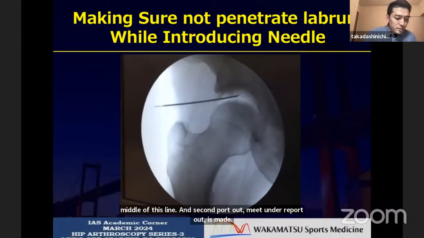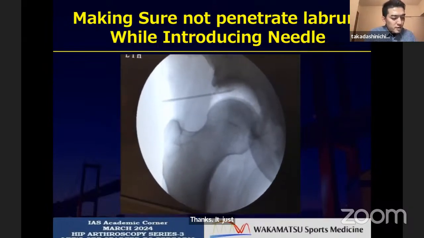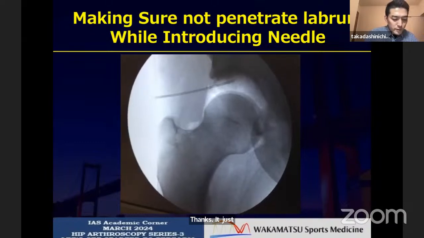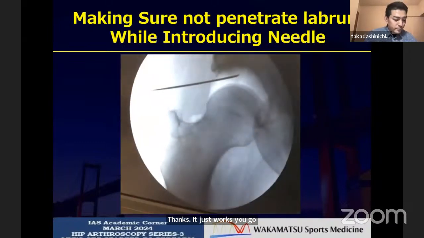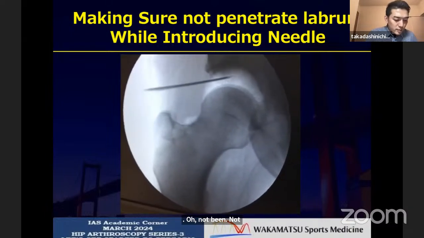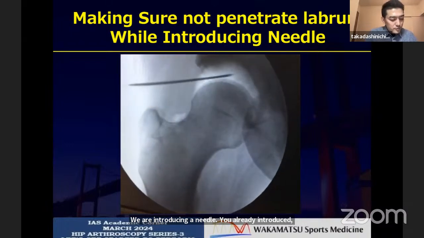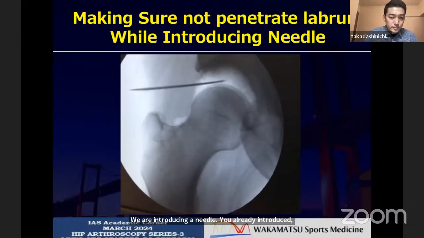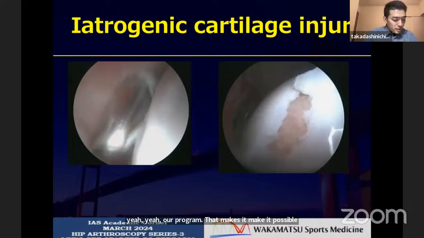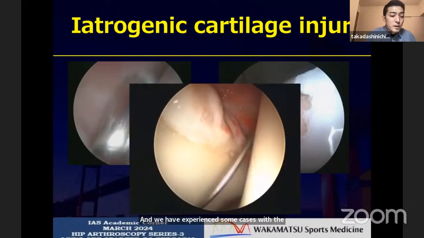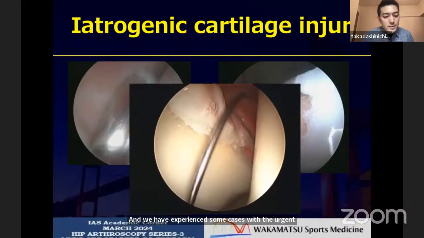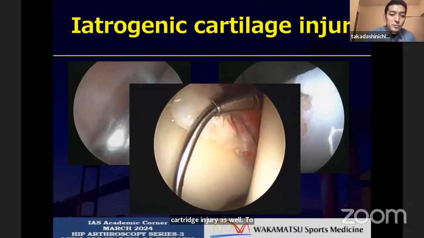Next, we introduce the needle into the hip joint. In this procedure, do not penetrate the labrum while introducing the needle. We always introduce air for an air arthrogram, which makes it possible to identify the labral position. We have experienced some cases with iatrogenic cartilage injury as well as labral perforation. To prevent iatrogenic damage, we have to introduce the cannula toward the proximal space, not toward the femoral head.